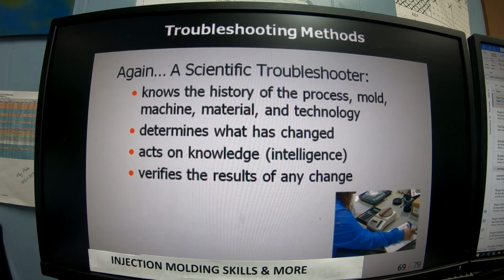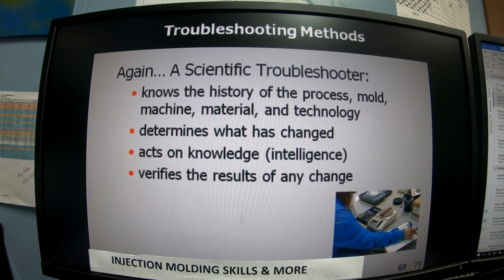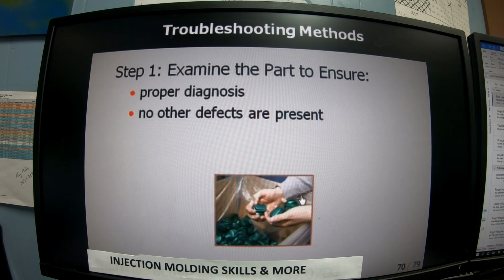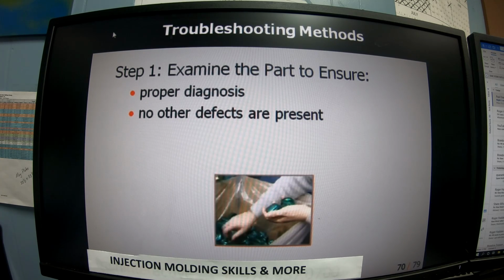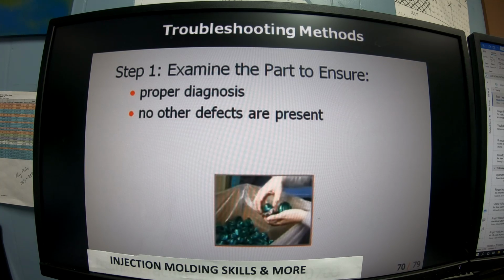In this section, we'll cover the typical steps or methodology to scientific troubleshooting. Step 1, examine the part and make sure that your diagnosis is correct.